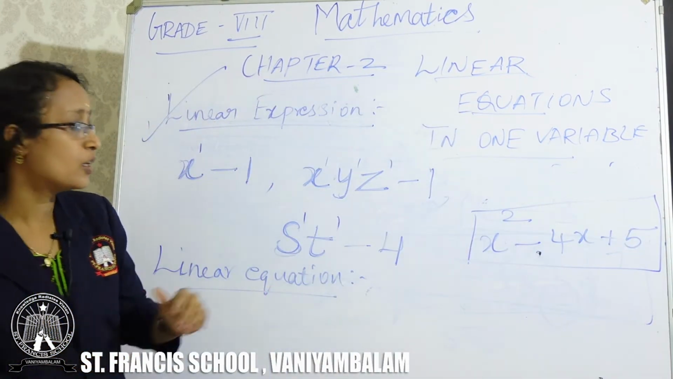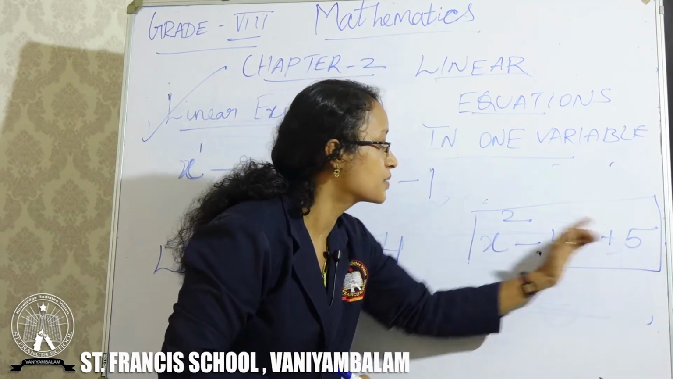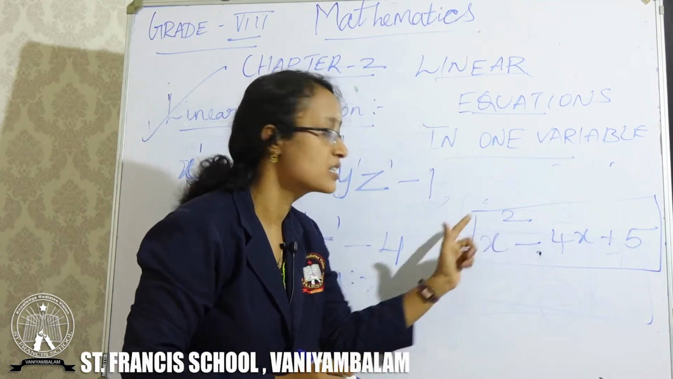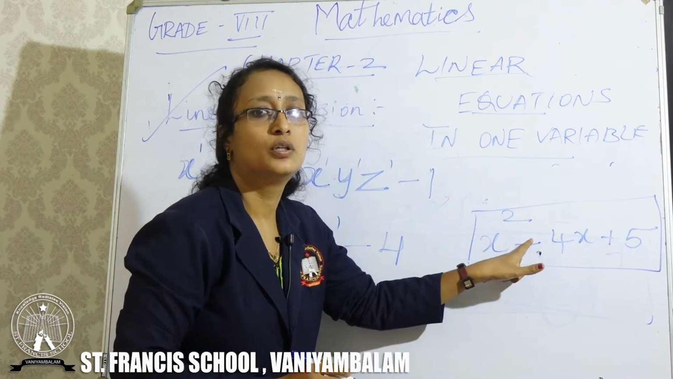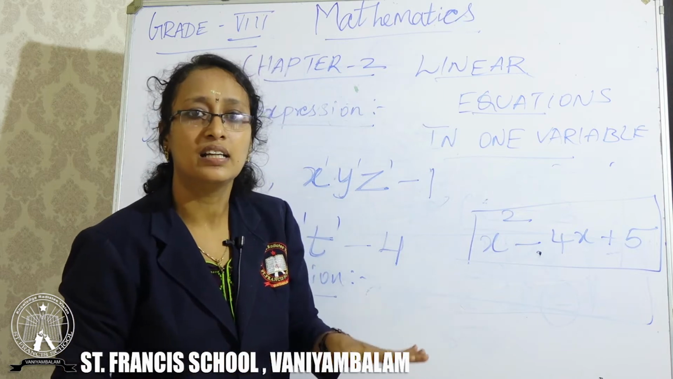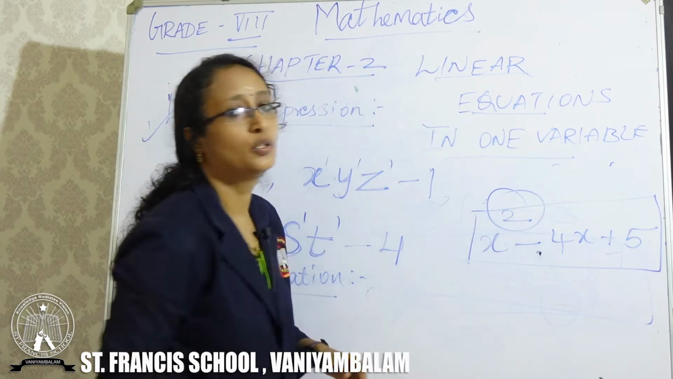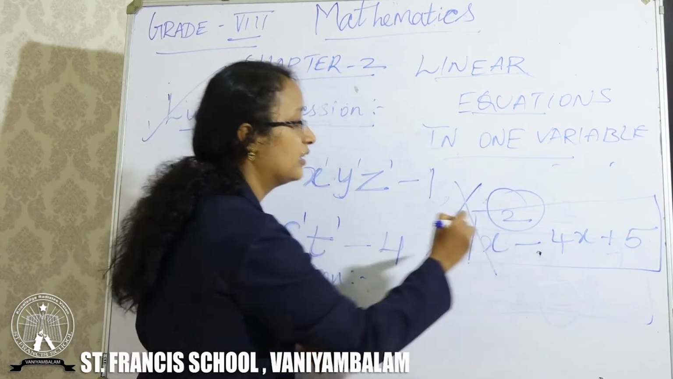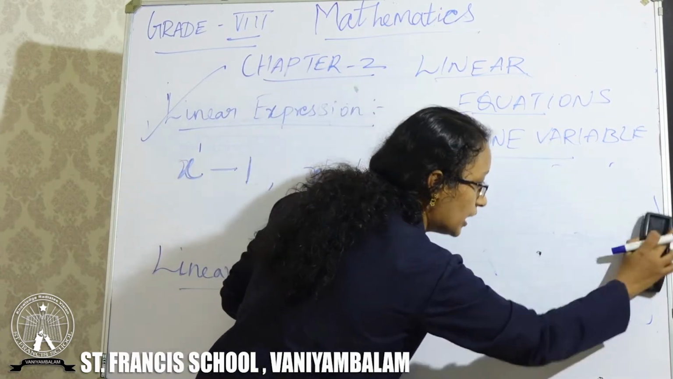In this expression, you have 3 terms, x square minus 4x plus 5. In these 3 terms, the variable is x, and the highest power of the variable is 2. So this is not a linear expression. The reason is, you have the degree 2. This is not a linear expression. Got it? Next, linear equation.